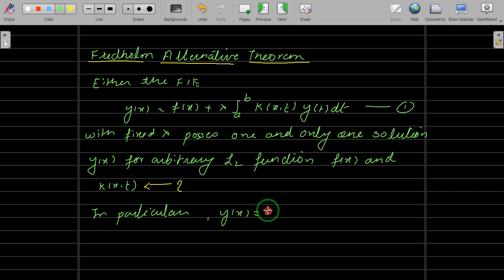In particular, your solution y of x will be 0 when your function f of x is identically equal to 0. That means when you have a homogeneous integral equation, then you will have a unique solution, and that is nothing but the zero solution. That we have already seen. If you have a homogeneous system, that means this f of x is not there. There is y of x here and there is an integral with y of x. So if y of x is equal to 0, it will satisfy equation 1 without this f of x, and it's a solution. And then here you are saying that it's a unique solution, that means it should have only the 0 solution.